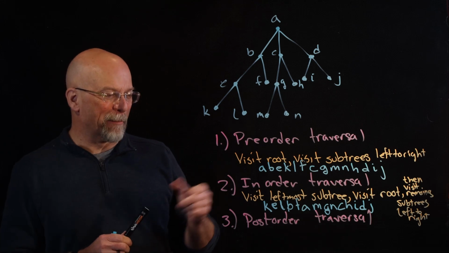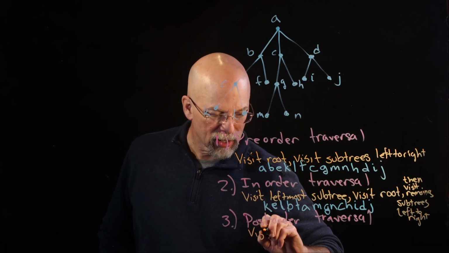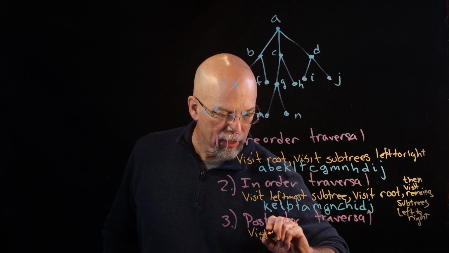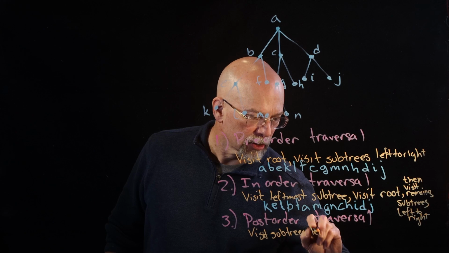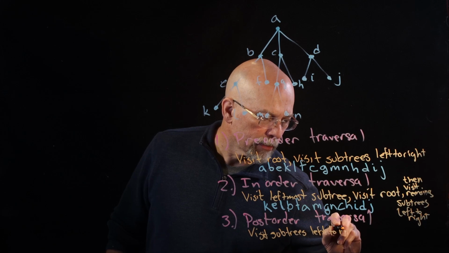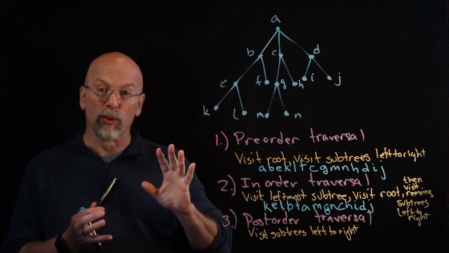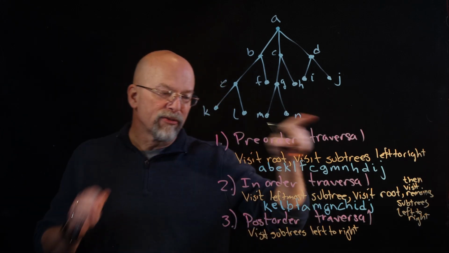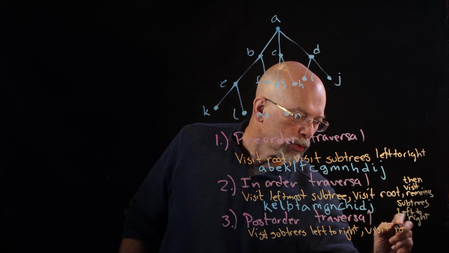Now let's take a look at post-order traversal. In this case, we first visit subtrees left to right. So we begin with the subtrees. We don't look at the root yet. After we have visited all the subtrees, then we visit the root.